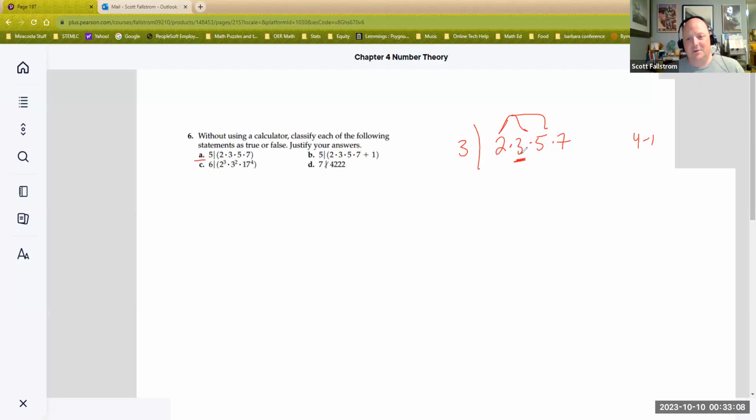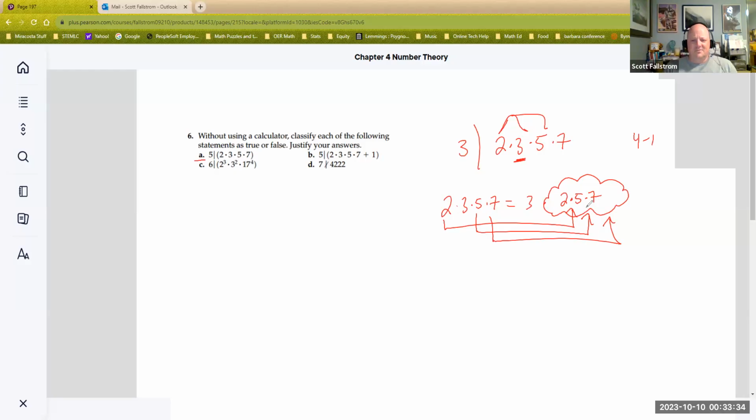Yes. Why? Because I can show that 2 times 3 times 5 times 7 is equal to 3 times some whole number. And if you're looking for which whole number it is, here's a hint. It's got to have a 7 times 5 times 2. And that's it. So there's the reason why if you need the full definition, but it just says you have to justify your answer. So I would definitely say this one is true. 3 does divide this number. And I can see it's 3 times some other whole number. So definitely true on that.